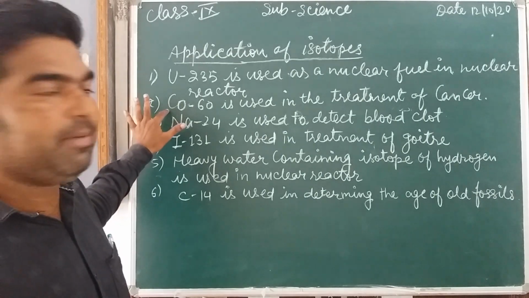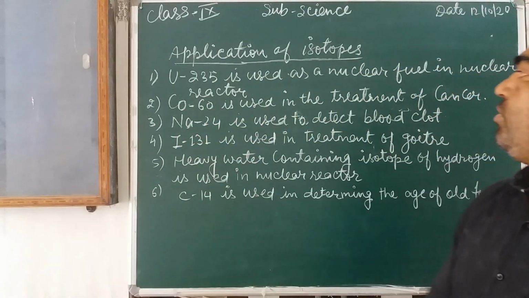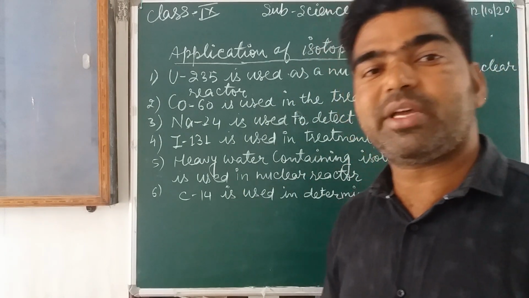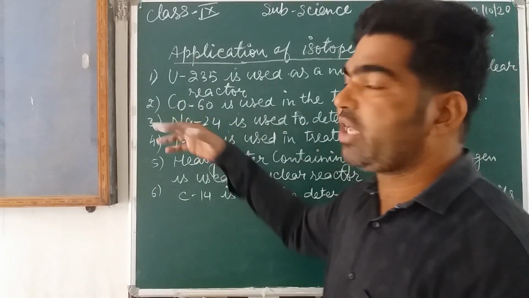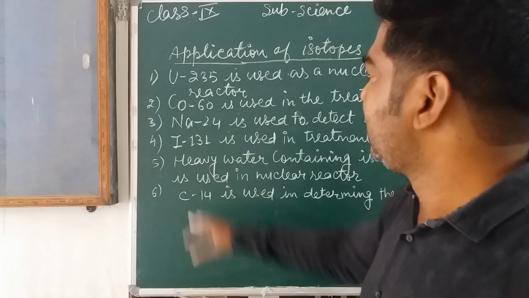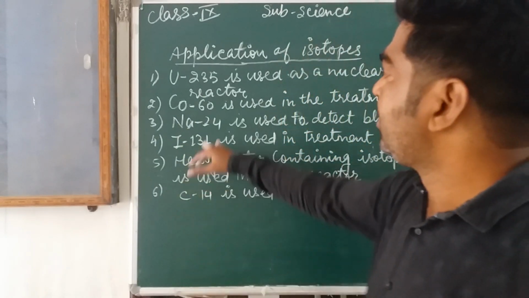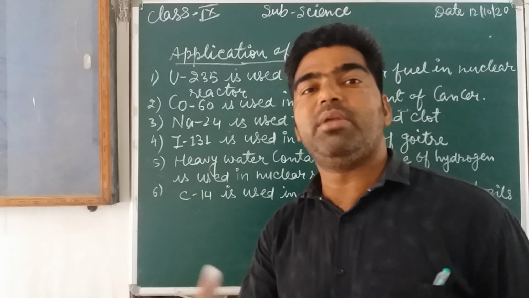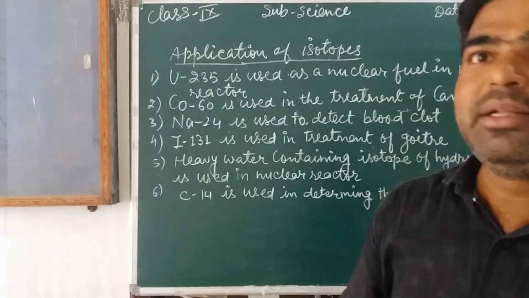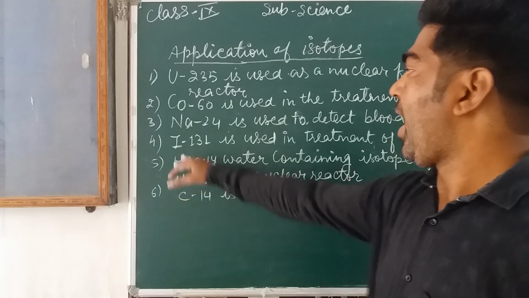Cobalt-60, an isotope of cobalt, is used in the treatment of cancer, for cancer therapy. Sodium-24, an isotope of sodium, is used to detect blood clots. If there is blood clotting in our body, it can be detected with the help of this sodium-24 isotope.